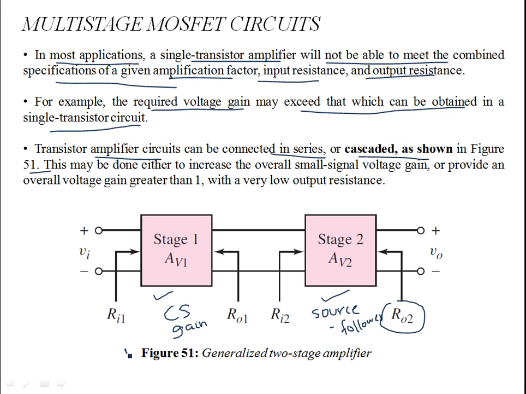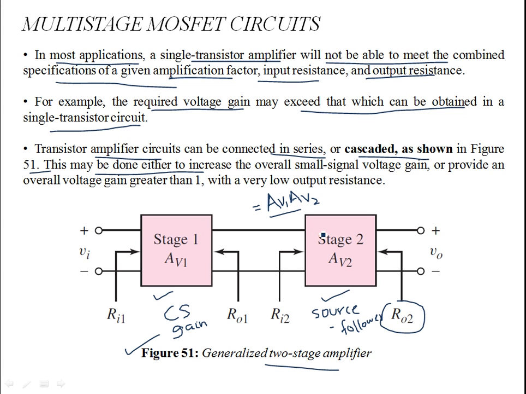This is figure 51. These are generalized two-stage amplifiers. You can have multiple stages, okay? You note that over here the gain is not necessarily equal to the product of two gains, AV1 and AV2. I mean, you need to consider the loading of one stage on another stage. So it's not that simple. It might not necessarily be equal to AV1 times AV2, okay?